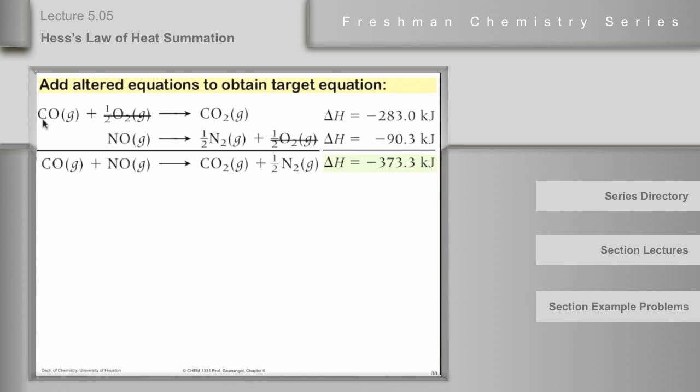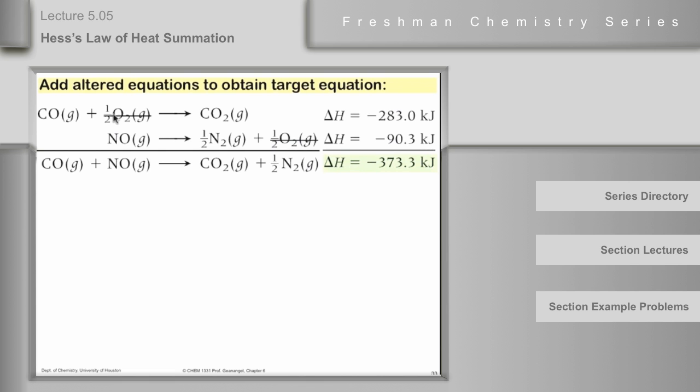Here's the A equation. CO plus 1/2 O2 goes to CO2, and the delta H is the same as it was on the previous slide. Here is the altered B equation. NO goes to 1/2 N2 plus 1/2 O2. The delta H is what we calculated it to be, negative 90.3 kilojoules.